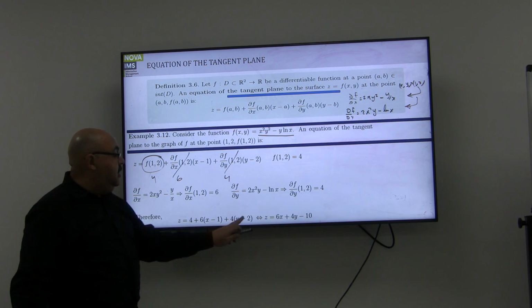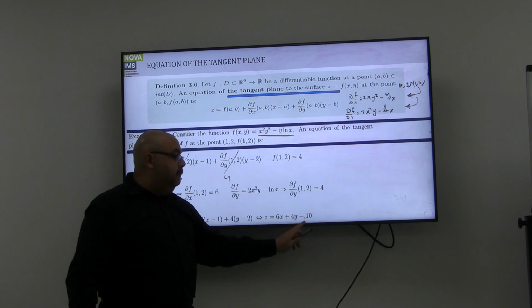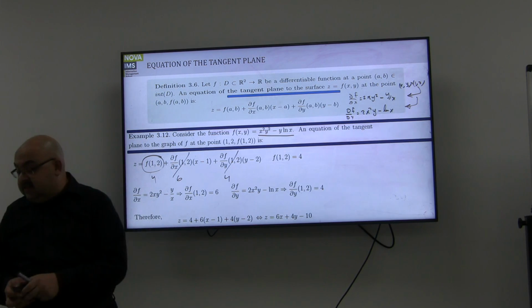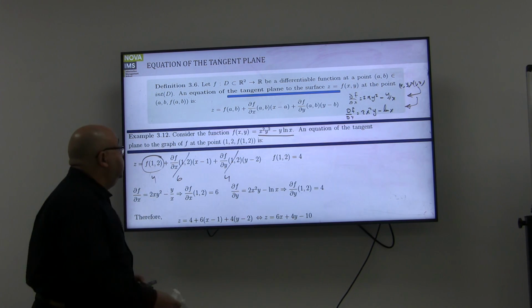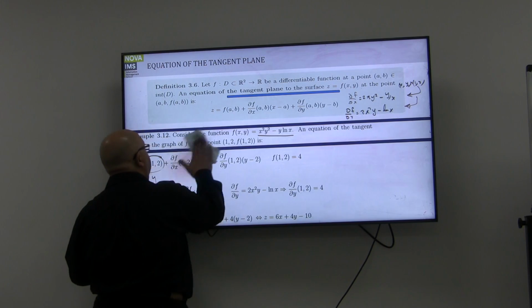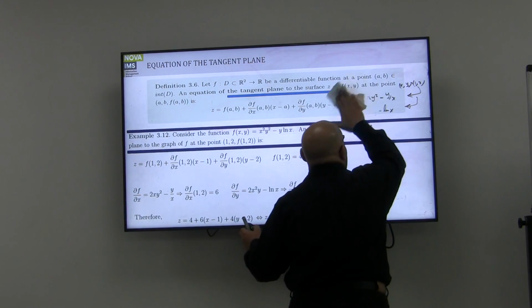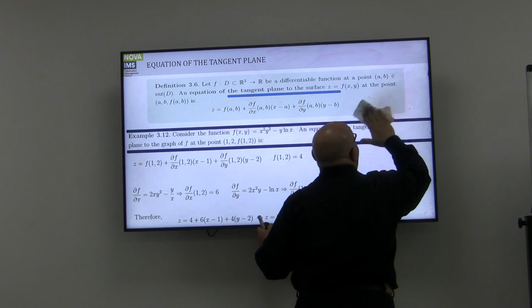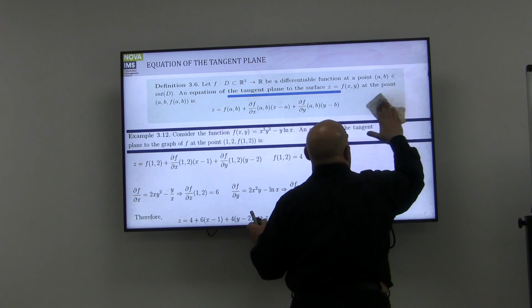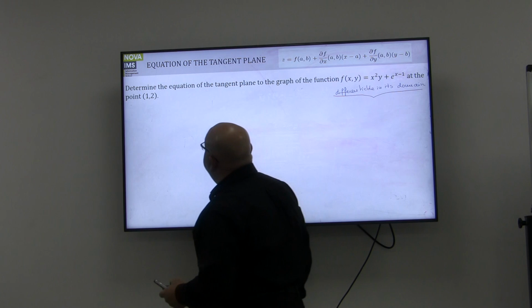So simply z is equal to 6x plus 4y minus 10, as you can see. That's the equation of the tangent plane for this function in detail. I believe I have a couple of problems also. I've already prepared them for this part.